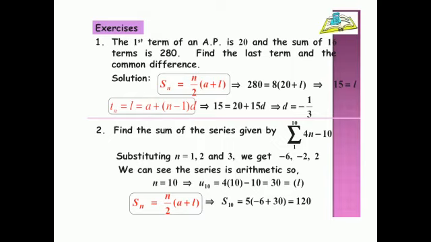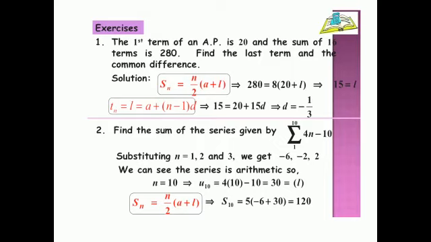They are asking for the last term, so we go for the first formula for Sn: Sn is equal to n by 2 into (a plus the last term L). Apply the values here. Sn is equal to 280. n is 16, so 16 by 2 is 8. And a is 20 plus L. We don't know L. From this you can find L is equal to 15. So the first part is over.